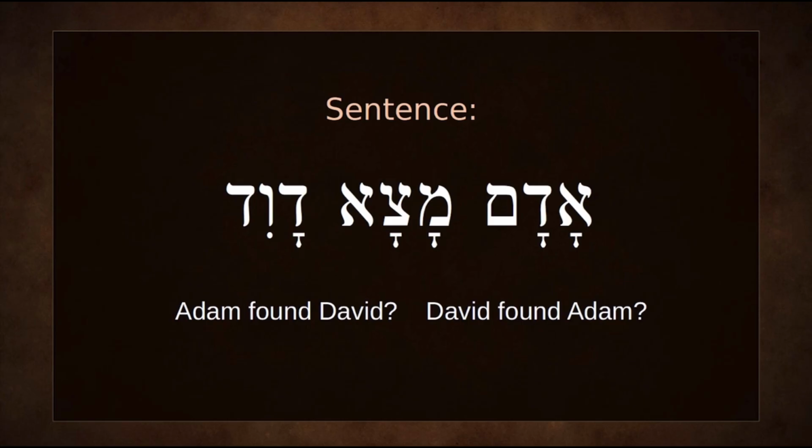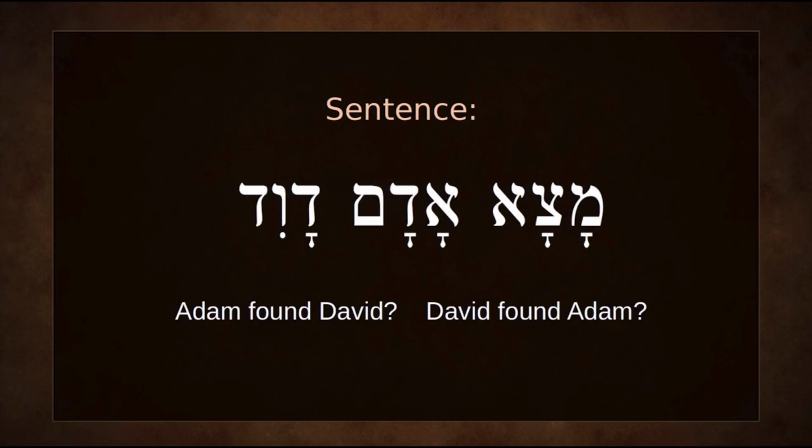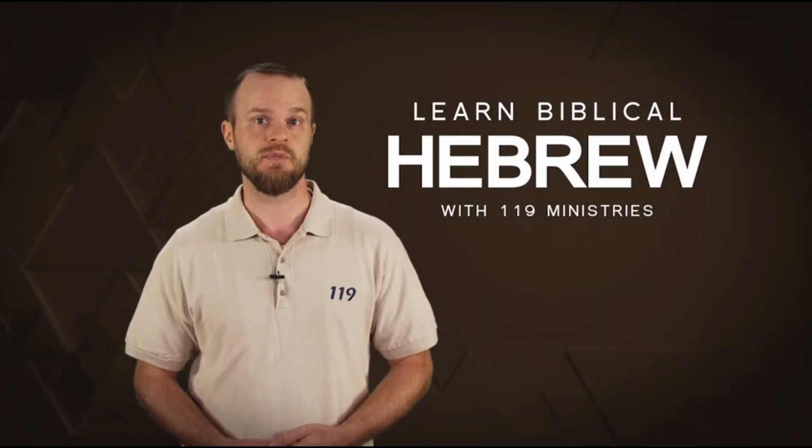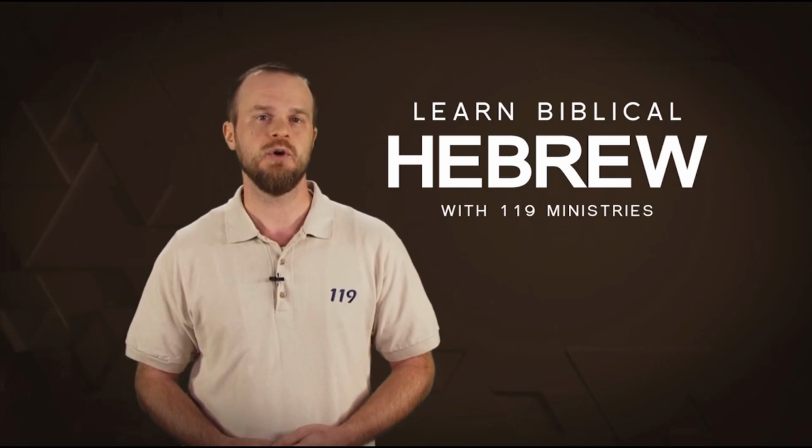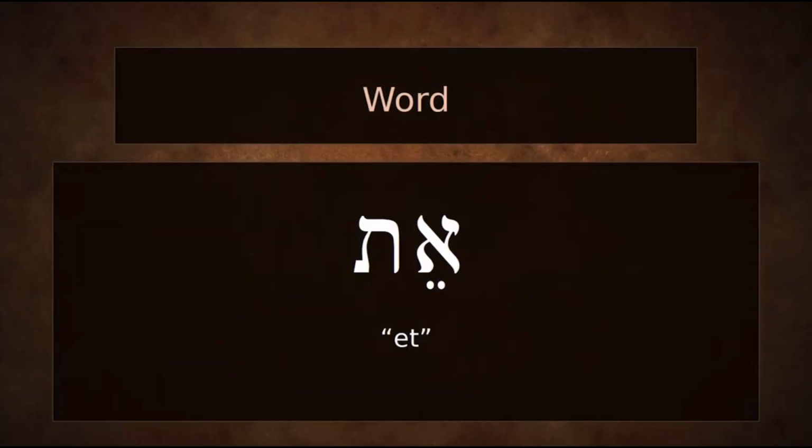Also consider this sentence, matzah, Adam, David. Remember, word order doesn't matter, so this sentence is just as good as the last sentence. How do we know who is the subject and who is the object in this sentence? The words are in a different order, but we have the same problem. In both of these sentences, we don't actually know who is finding who.